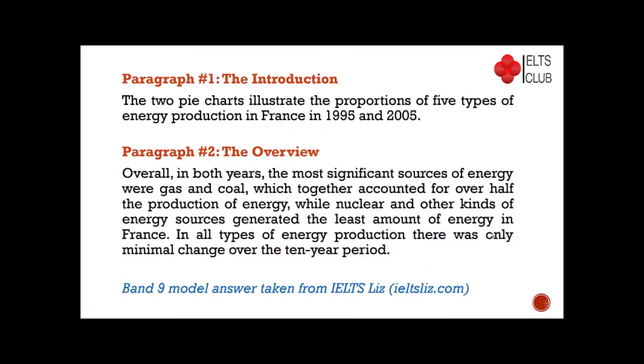Let's read the overview paragraph for this example. Overall, in both years, the most significant sources of energy were gas and coal, which together accounted for over half the production of energy, while nuclear and other kinds of energy sources generated the least amount of energy in France. In all types of energy production, there was only minimal change over the 10-year period.